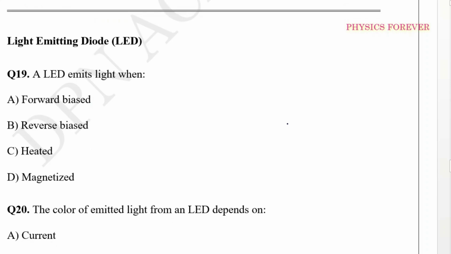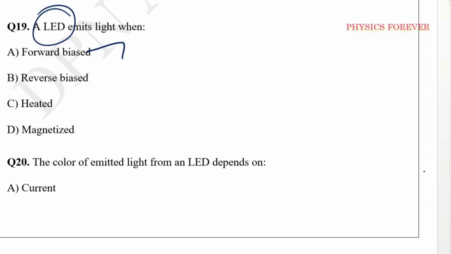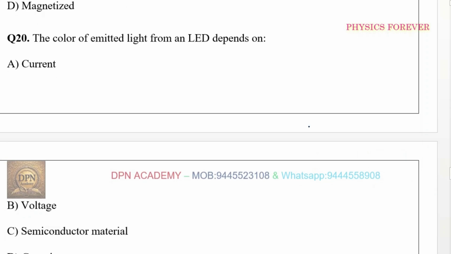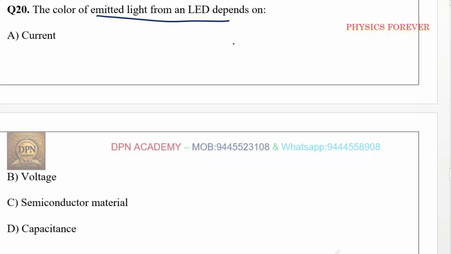So LED, these are all basic questions. LED is in the 12th book. LED is operated only in forward bias. The color of emitted light from an LED depends upon... these are all basic questions. The color of emitted light from an LED depends on the semiconductor materials. So the emitted light color depends only on the energy gap.